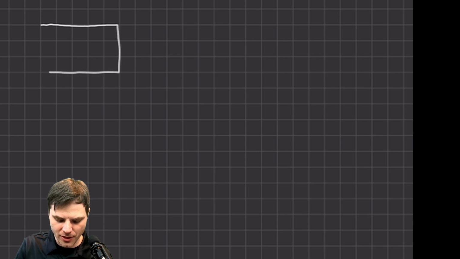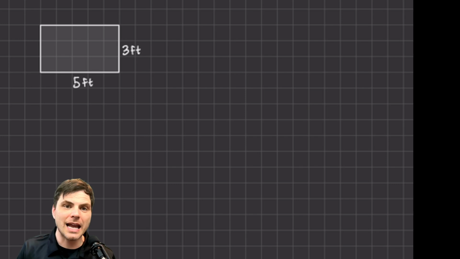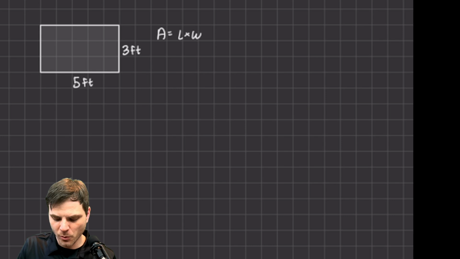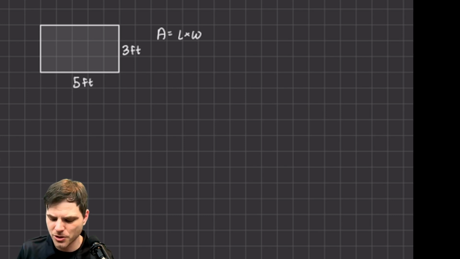So something like this, we'll say each of these squares is a foot. So this is 5 feet by 3 feet. And we might learn that area is length times width. We're going to change that to saying base times height, because if we use length and width, it's going to kind of get us in trouble with some of the other shapes.